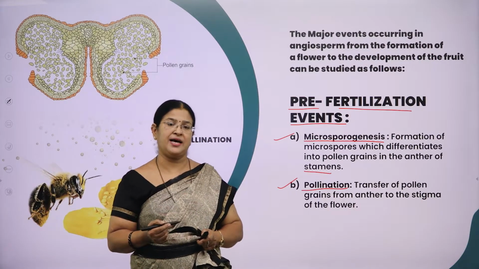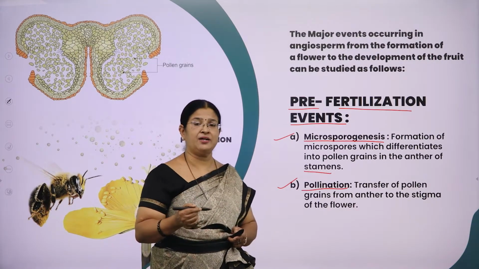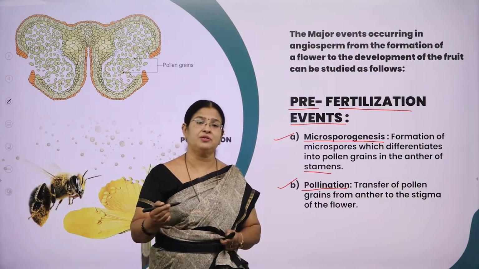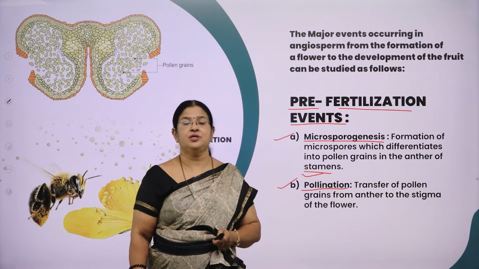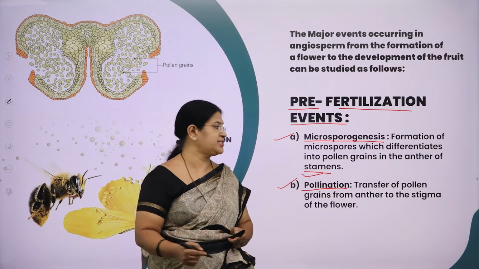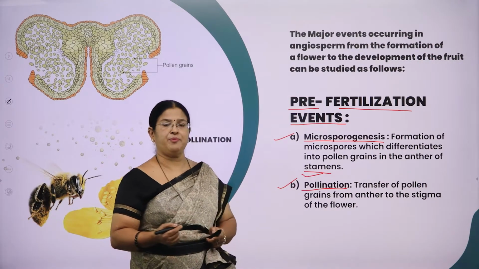As you know, the plants are stationary. So, what is that very important event which brings about the two gametes together? It is nothing but called pollination. So, what is pollination, children? You have already studied in the first chapter called Reproduction in Organism.